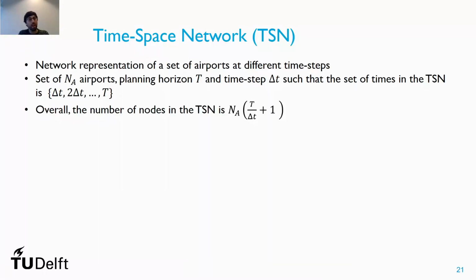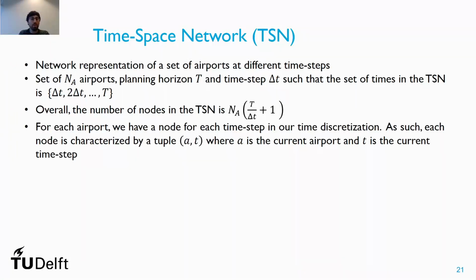As such, we can define in our time-space network a set of nodes, whose cardinality is NA, so the number of airports, times big T divided by delta T plus 1. And this is the number of time steps within our discretization. If you think about it, we map every airport with the same number of time steps, and we replicate this for every airport we have. So pretty much, each node in our network is a unique tuple defined by two indices, two numbers, an airport and a timestamp.